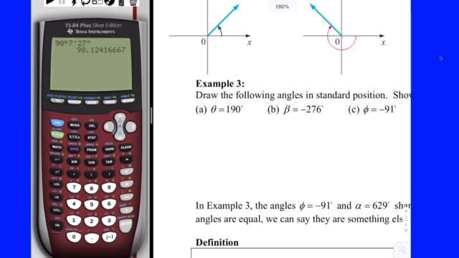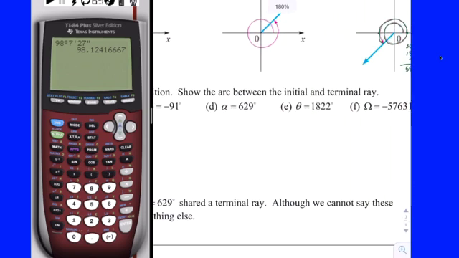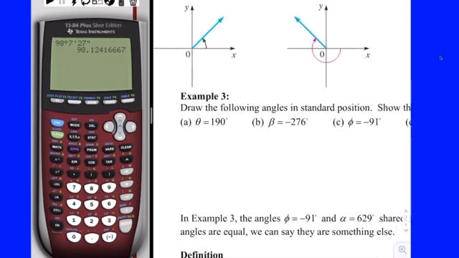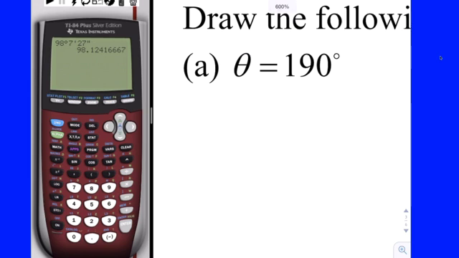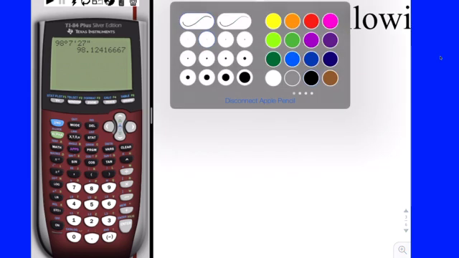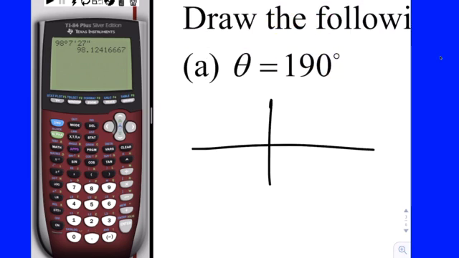So here's what we're doing now. Example 3, draw the following angles in standard position. It says to show the arc between the initial and terminal ray. Will do. Theta equals 190. I'll do this one with you. So draw your x and y axis first. That's the first step.